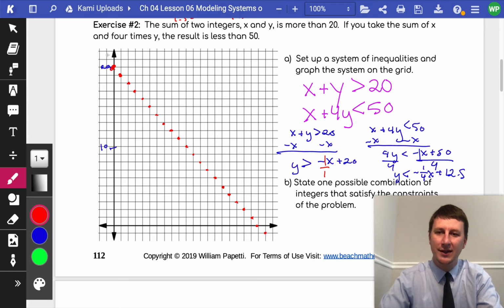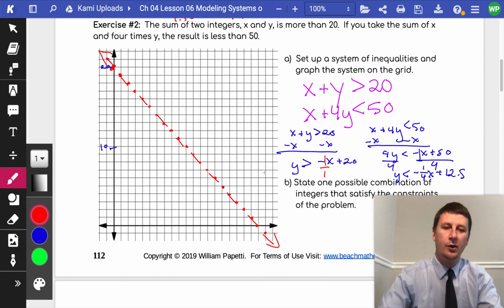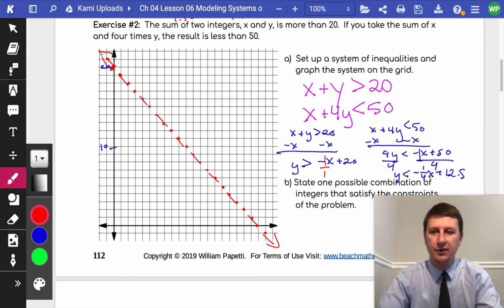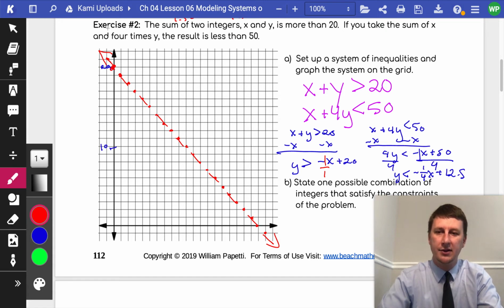Now we want to connect those with a dashed line because it's not equal to, it's just greater than. So if it's not equal to, it gets a dashed line. And now we want to look at where we're going to shade it. We're going to shade it where y is greater than this line, and the y values are greater than this line up above it. So we're going to be shading upward.